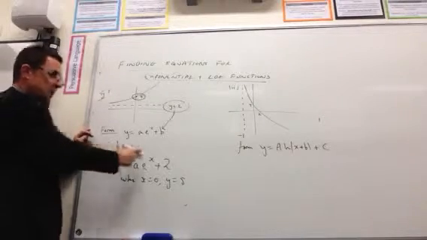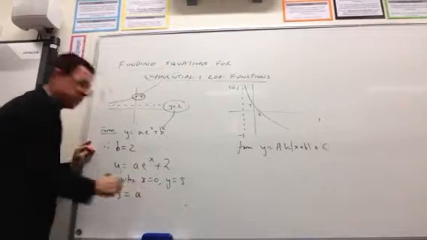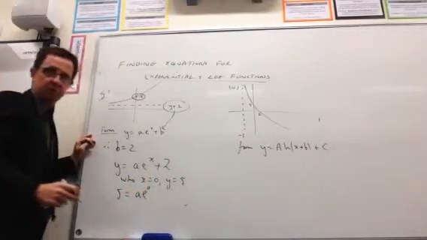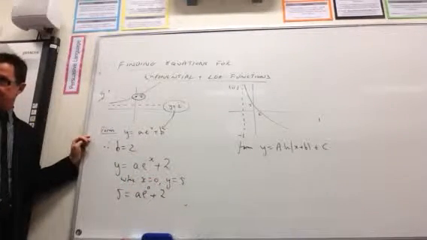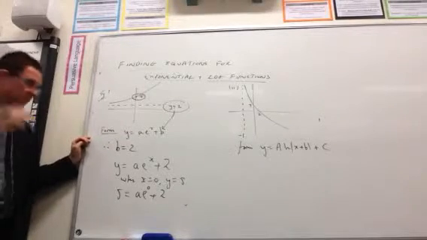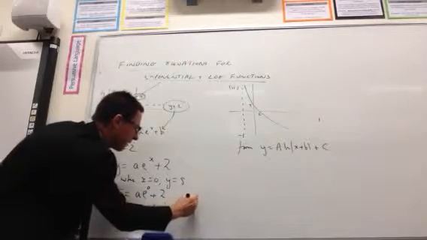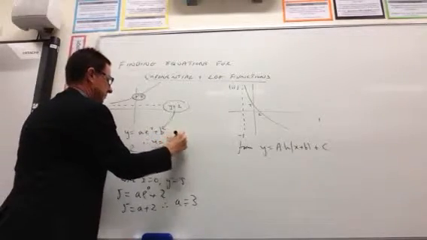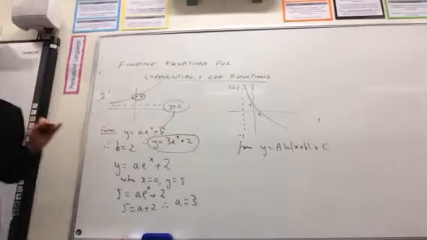X is 0. So come into your equation. 5 goes where the y is. A is the unknown. E to the x, but x is 0, plus 2. What's e to the 0? 1. So basically I'm saying to you, hey, 5 equals a plus 2. So a is 3. You've just found me an equation.